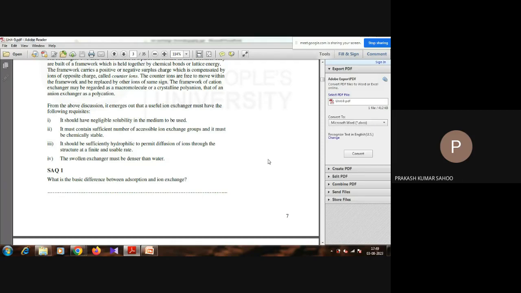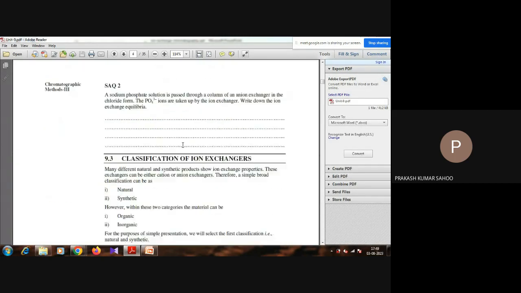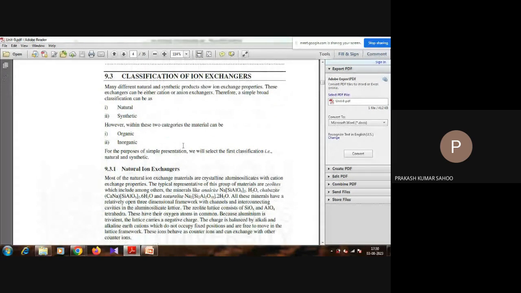Between surf and water. So these are the few important or useful properties of the ion exchanger. Then we have classification. The classification of the ion exchanger is based on its availability or its synthesis. That is, if it is from natural, then it is a natural ion exchanger. If it is man-made, that is a synthetic ion exchanger. And in both natural and synthetic groups, there are organic entities as well as inorganic entities.